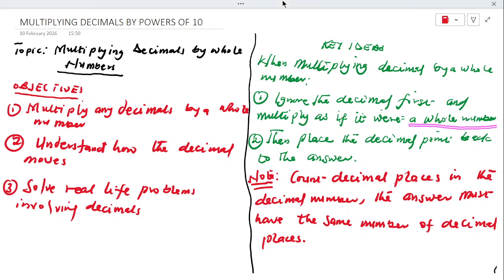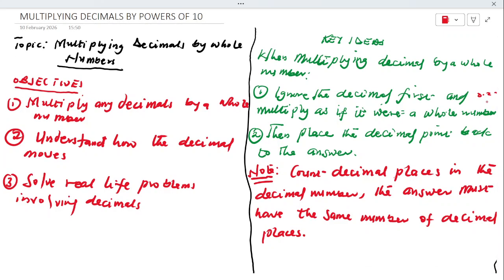So assuming that you were having, let's say, 0.2 times 10, or let's say times 5. Now you forget or ignore the decimals and make it 2 times 5. So you multiply directly, ignoring the decimals.